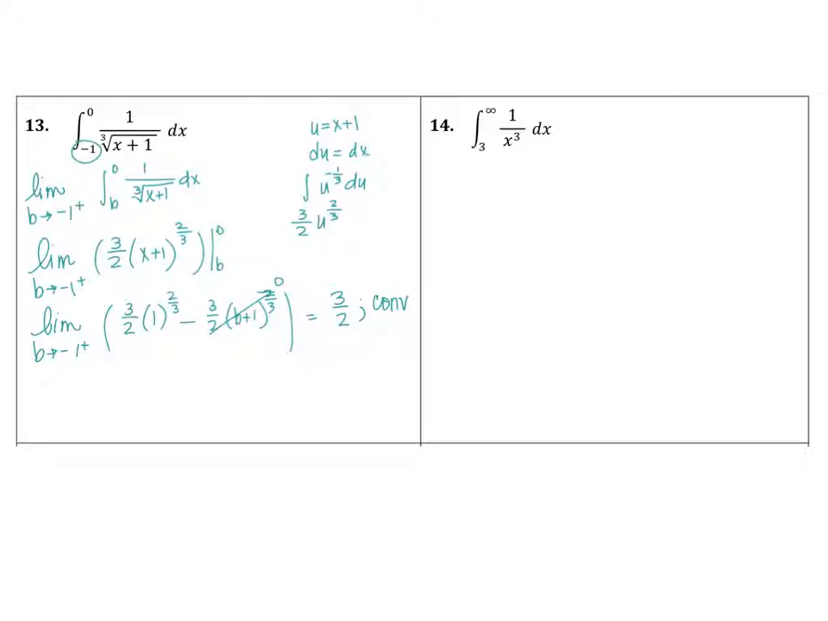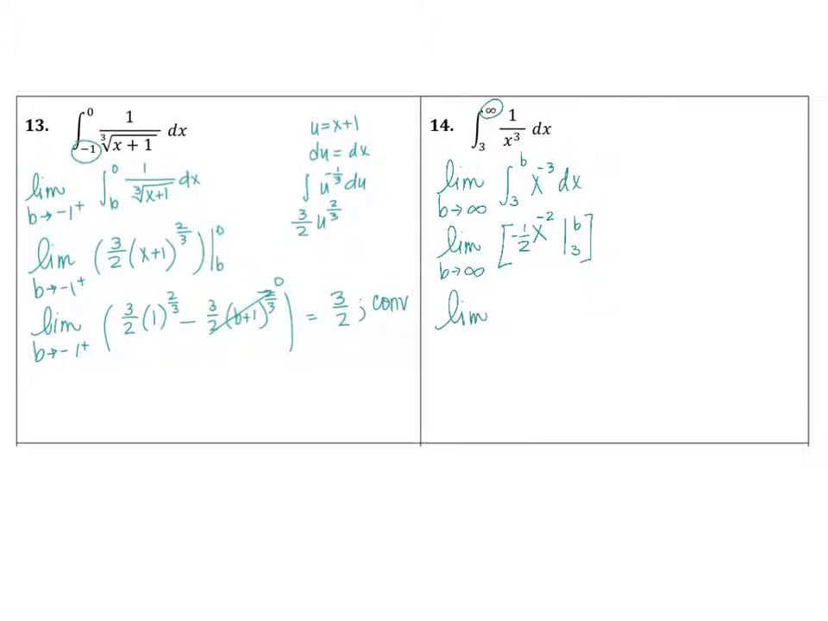Again, let's see. From 3 to infinity, well, this problem's a mess here. Let's go ahead and adjust our upper part. So we're going to have a limit as b approaches infinity of the integral from 3 to b of x to the -3 dx. Let's go ahead and integrate there. That's going to be x to the -2, so -1/2, and we're evaluating this from 3 to b.